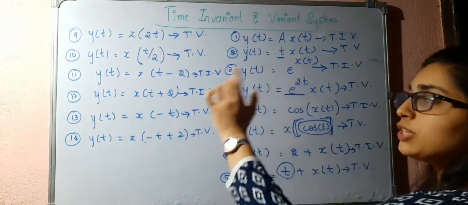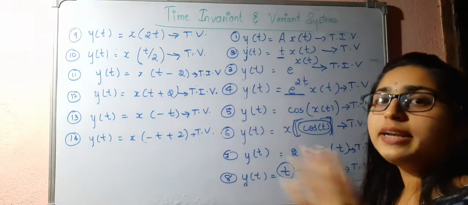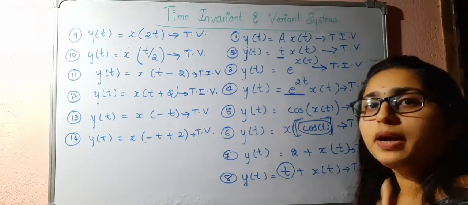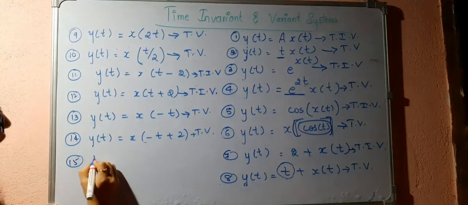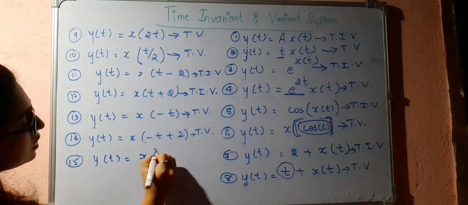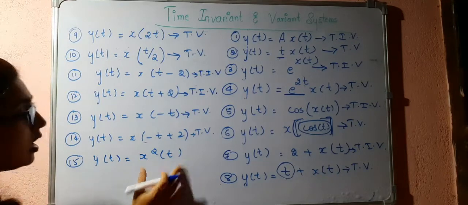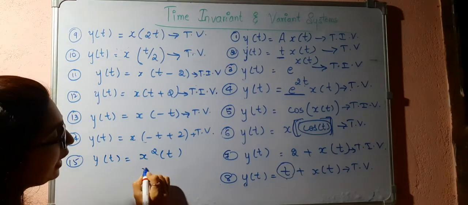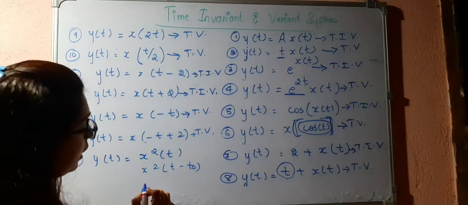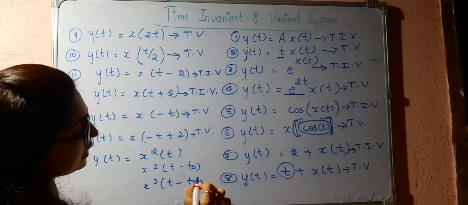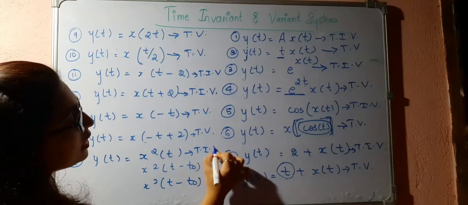But if the function is applied on the signal, it doesn't make any difference. Means it will be time invariant itself. For that we can take an example. y of t is equal to x square t, which is a squarer. Okay. So here if I pass this through the delay, it will be x square of t minus t naught. If I pass the output through the delay, that time also I will be getting the same thing. So it is a time invariant system.